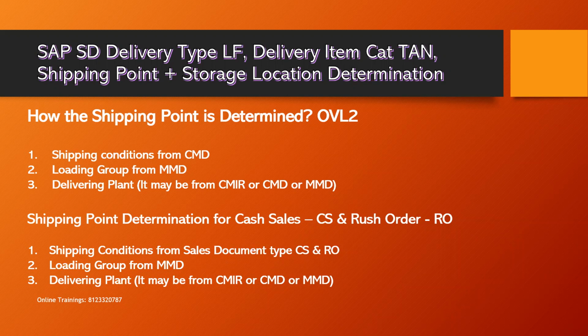You need to explain that the shipping point is determined based on three factors. They are, number one, shipping conditions from the customer master data. Number two, loading group from the material master data. Number three, delivering plant. It may come from either the customer material info record or CMD, customer master data, or the material master data. This is the right way to explain during the interview.